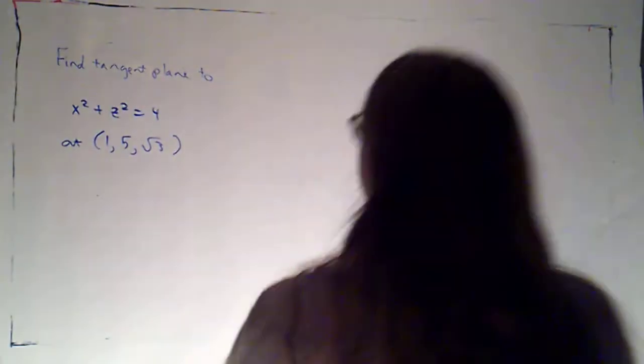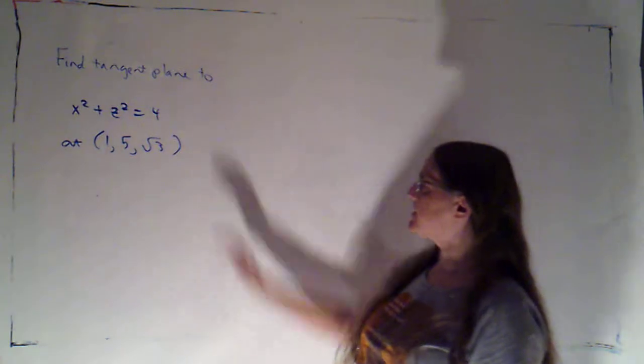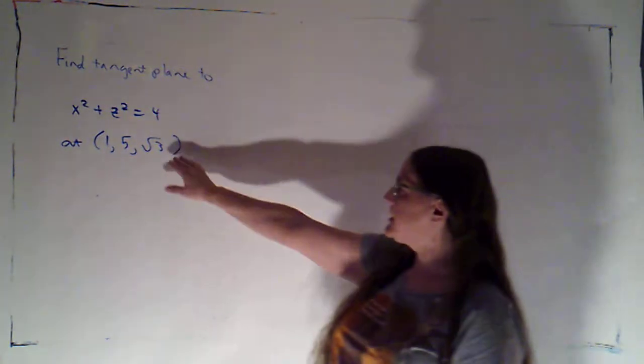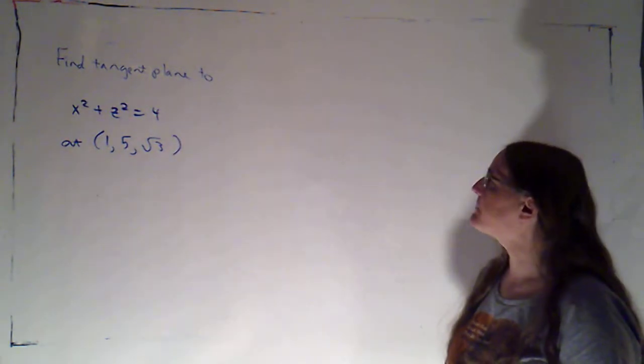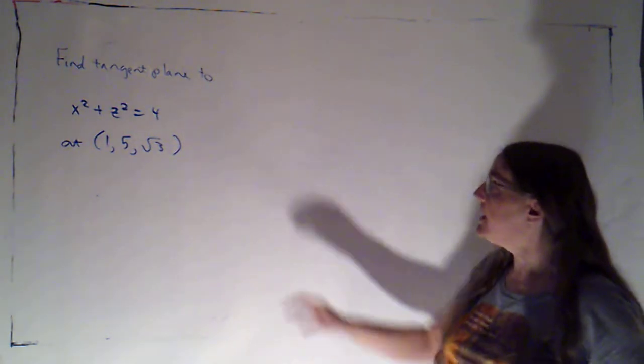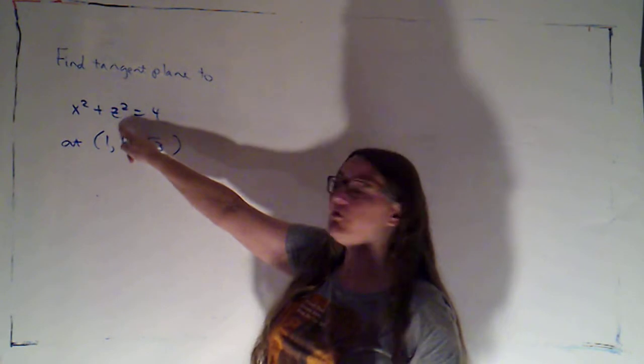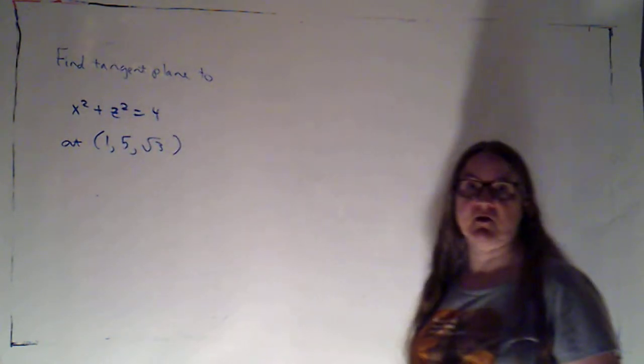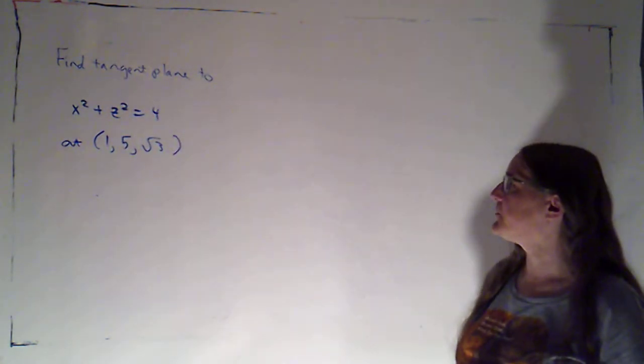As you can see, I want to find the tangent plane to this surface, x squared plus z squared equals 4, at this point, (1, 5, root 3). Okay. Now here, I do not have that z is a function of x and y. In fact, I can see that if I tried to solve for z, I wouldn't get a unique answer because I'd have to take plus or minus the square root.